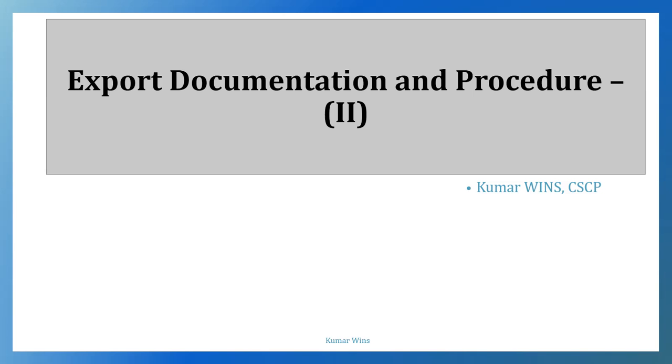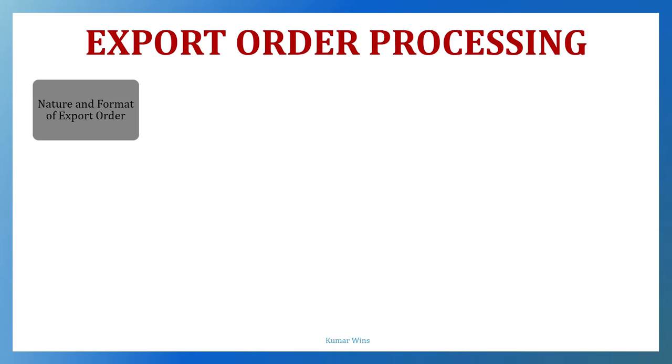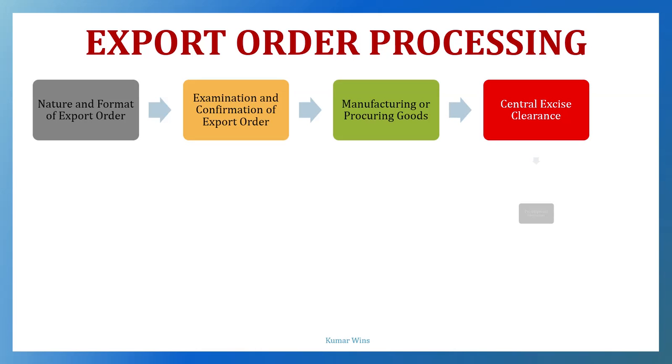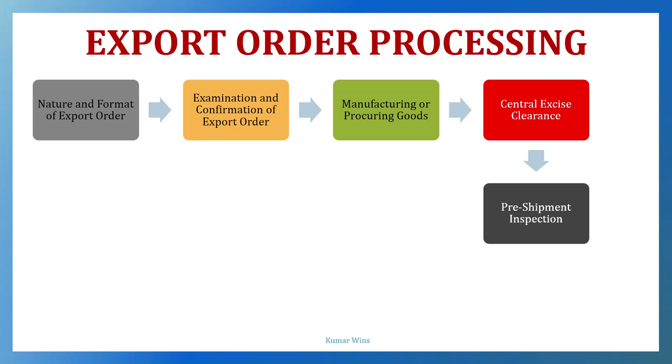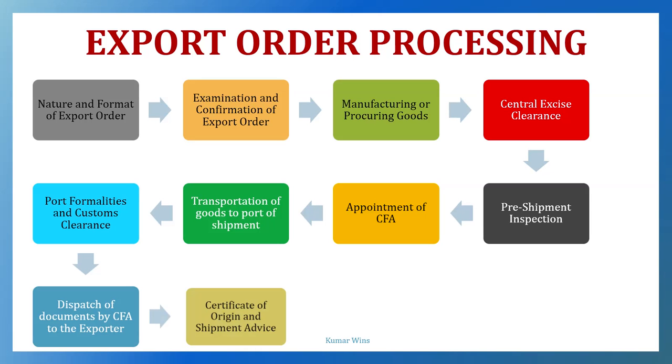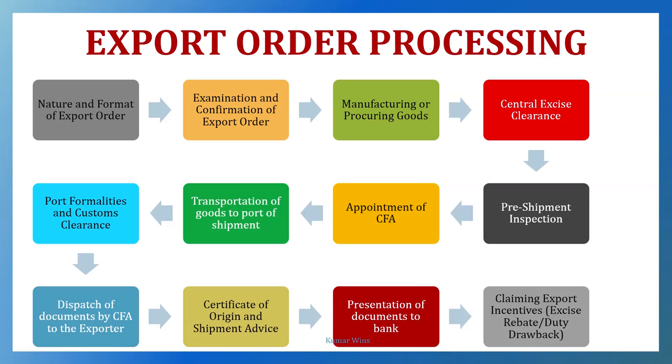I'm just going to repeat the overall sequence of export order processing where we stopped in the first session, and you can have a quick look at the slide to recall the steps. So here it goes like this. We started from the nature and format of export order, and then after covering different steps, we stopped here at claiming export incentives, that is excise rebate or duty drawback.